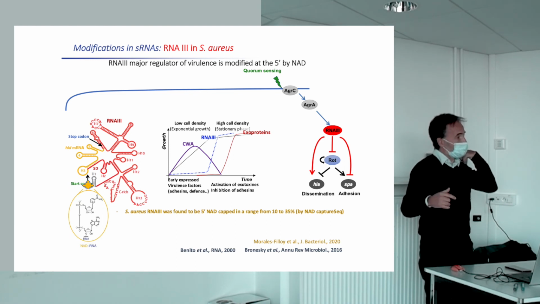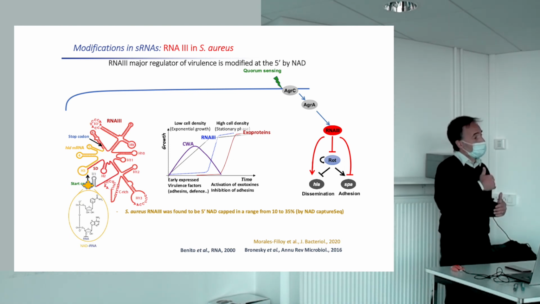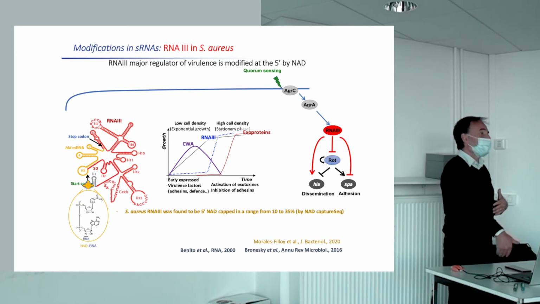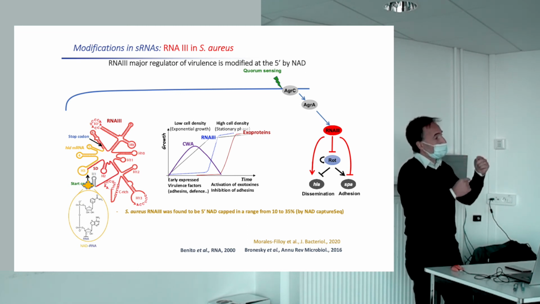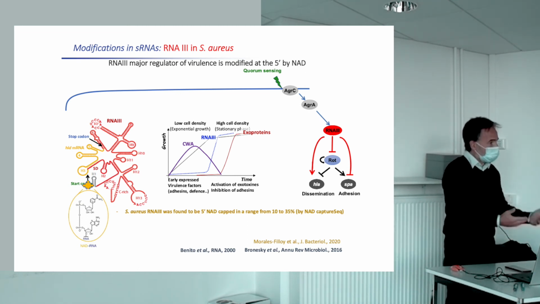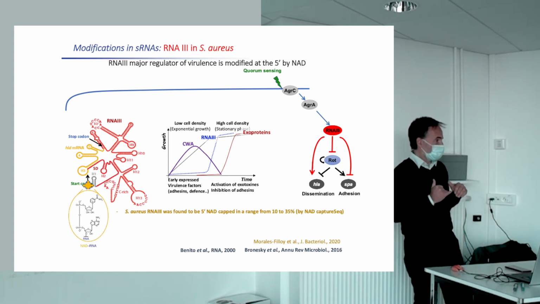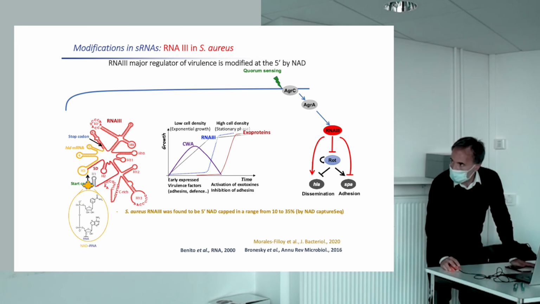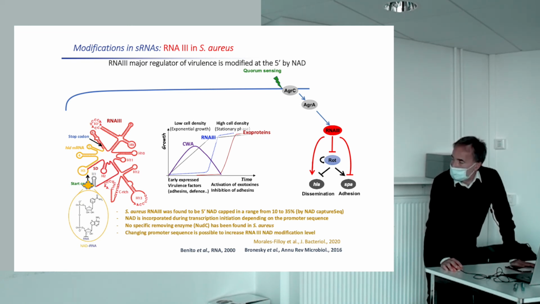But they figured out that depending on the sequence of the promoter, they may have a more efficient or a less efficient incorporation of the NAD. So they have been changing the sequence of the promoter to increase the amount of NAD that is added to the RNA3, or to decrease the amount of NAD that is added to the RNA3 molecule. So this is what they have done. Basically, this is the bottom. They have been playing with these different promoter sequences.